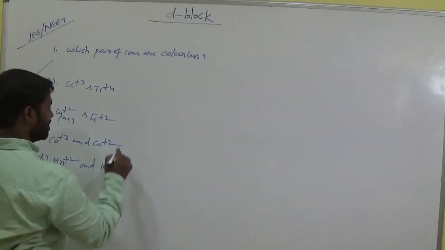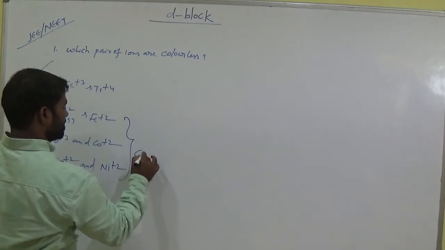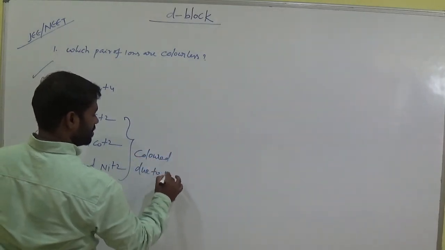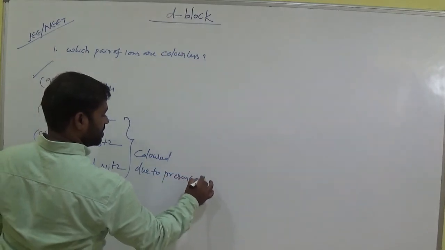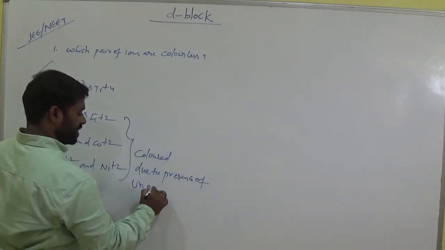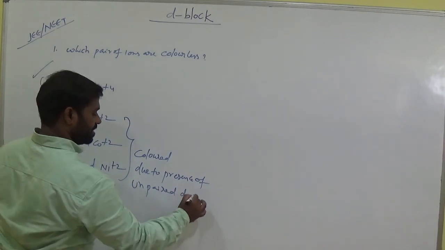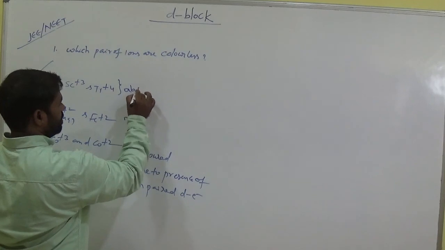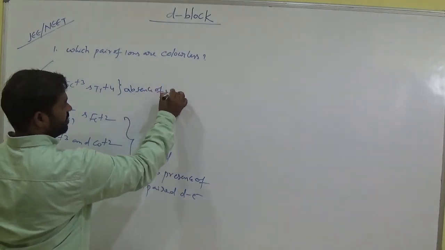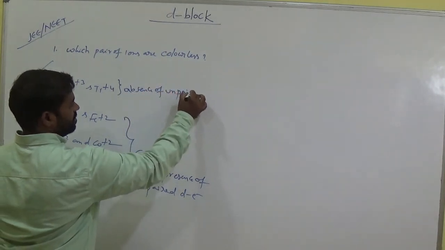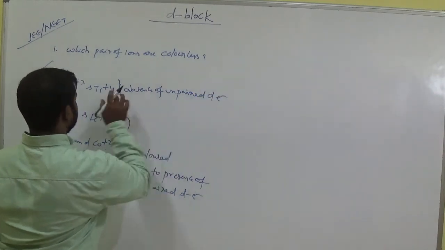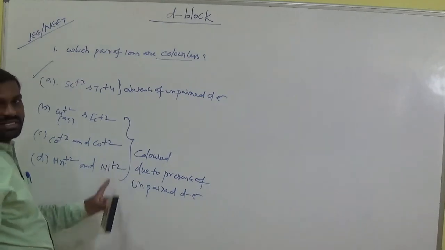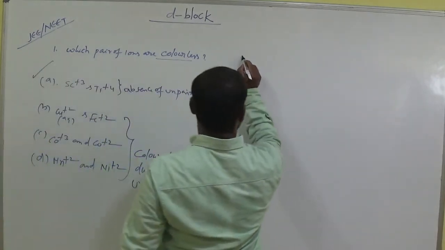This is the colorless ion. These are all colored due to the presence of unpaired d electrons. But here, absence of unpaired d electrons. This is the answer. Colorless. Okay. These are all colored. This is colorless. Okay. And next.